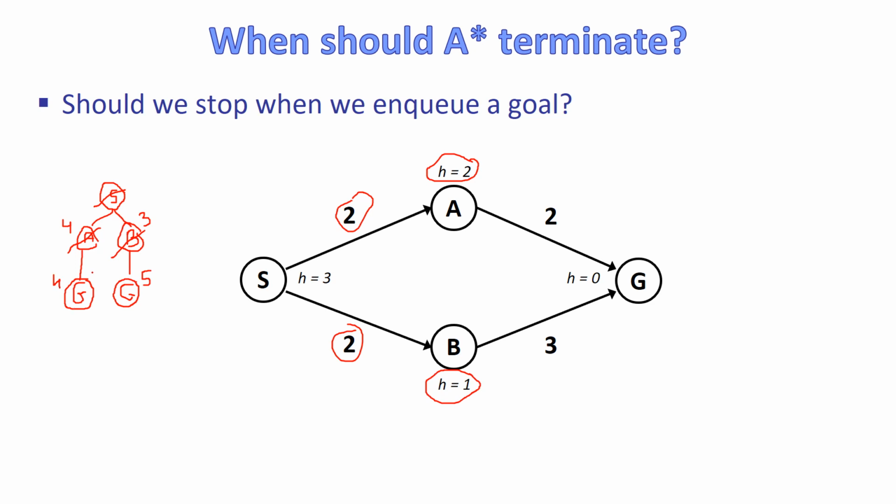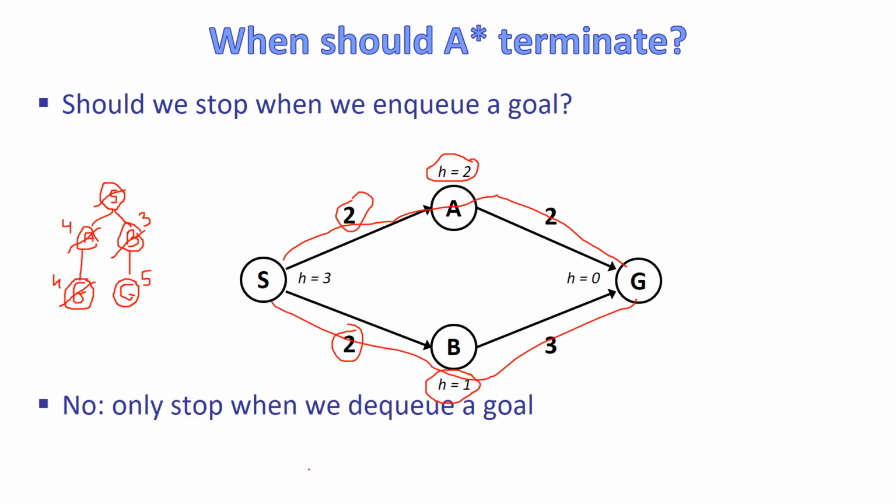Okay, now we have these 2 G's. Which one should be taken next? The one with 4, yes. So now we got this path, S to A to G, instead of S to B to G. Okay, so the answer to this question is no. We only stop when we dequeue a goal.